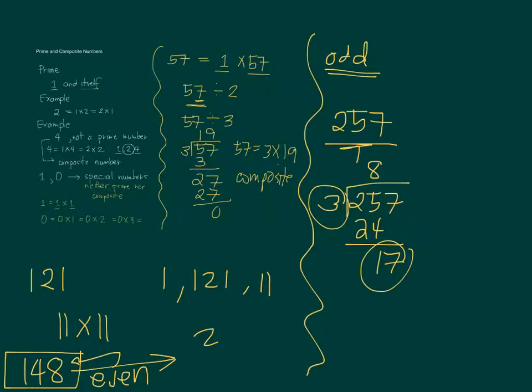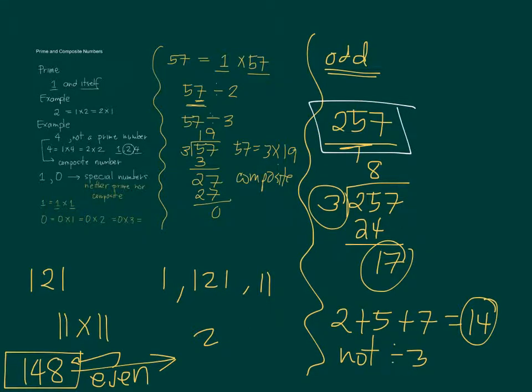Actually, just to give you an idea, there is a shorter way of identifying whether a number is divisible by 3, so that you can easily check. That technique is when you add the digits of a given number, and they sum up to a number divisible by 3, the number itself is divisible by 3. So if we test 2 plus 5 plus 7, the sum is equal to 14, but 14 is not divisible by 3, so the number 257 cannot be divided by 3.